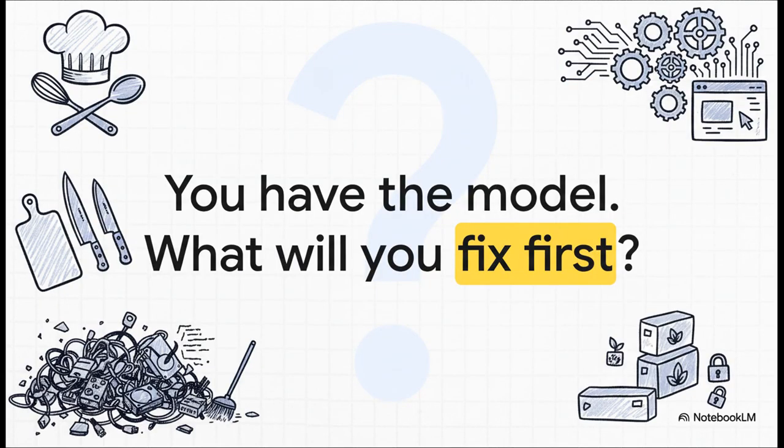So we're going to leave you with this question. You now have the digital kitchen model. You know the tools. You know the golden rules of isolation. So take a look at your current setup. What's the one messy corner of your digital house that you're going to go clean up first?